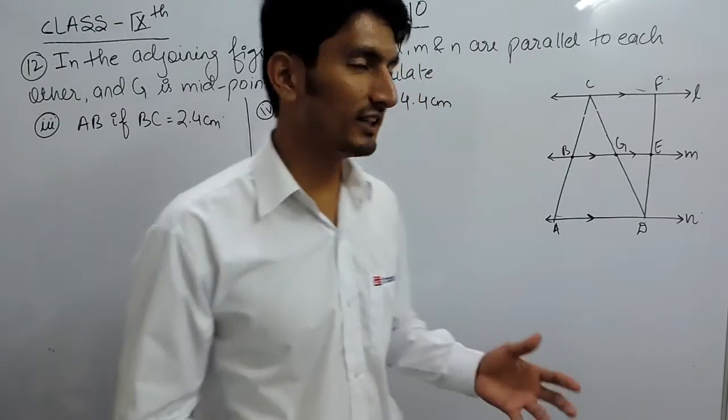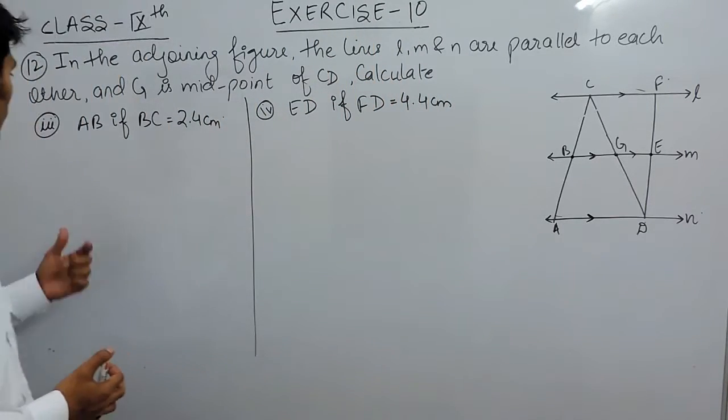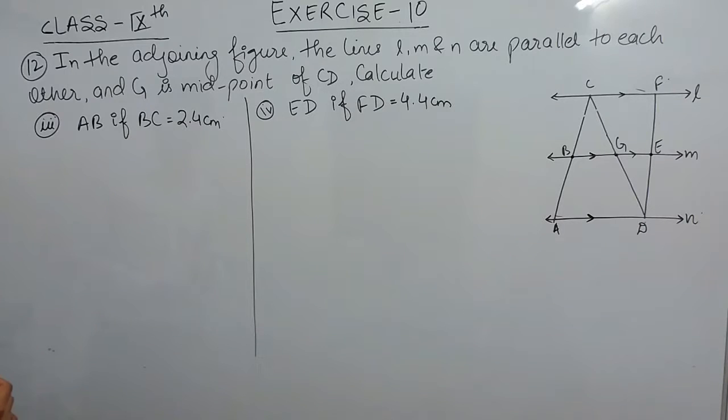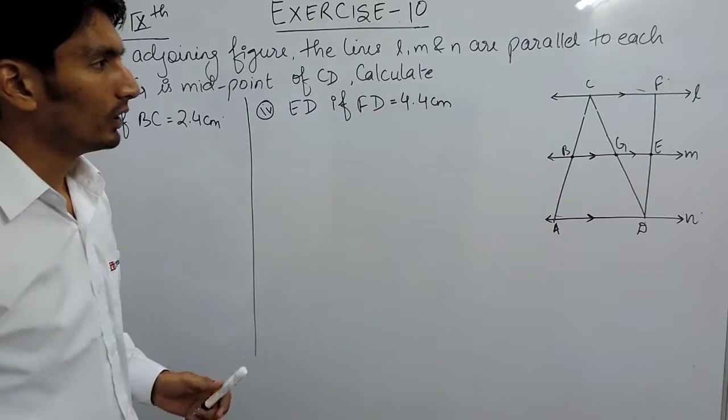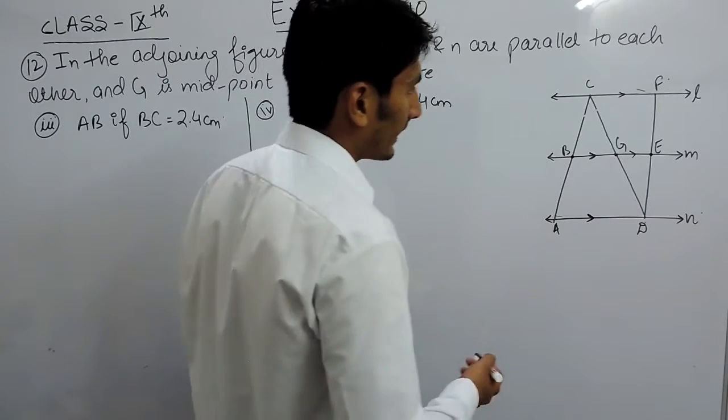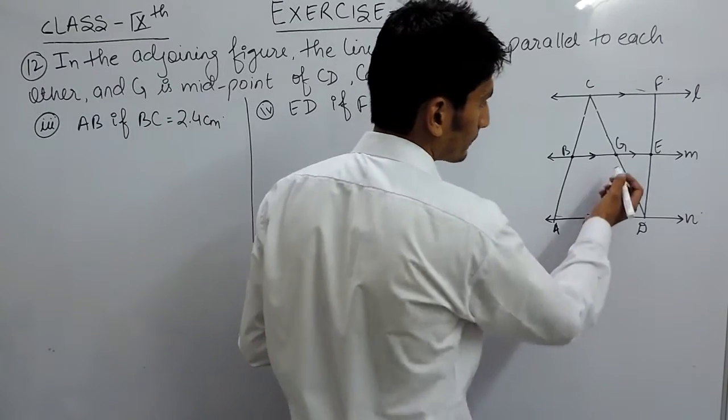Hello everyone, in this video we are going to solve part 3rd and part 4th of question number 12. Again you are given a figure where L, M and N are the parallel lines and G is the midpoint of side CD. You have to calculate AB when BC is given to you, and in this case you have to find ED when FD is given to you.